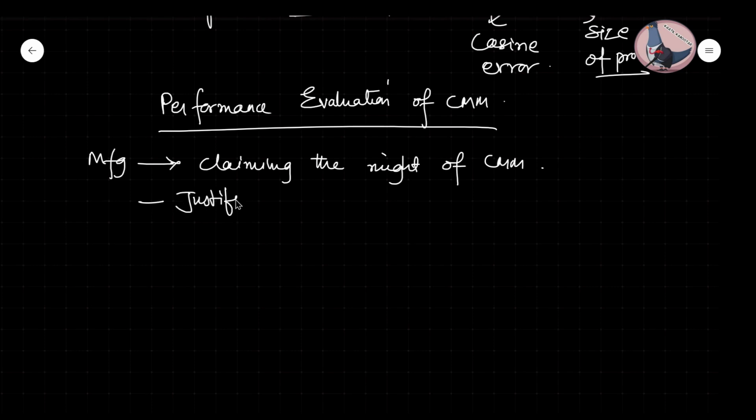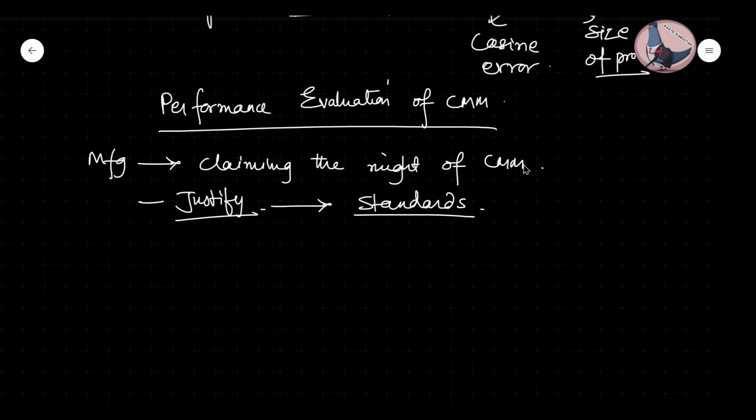Now to justify this, there are standards, like you must have heard of benchmarking, a gold standard. If a machine is matching it, then we say it is a very good machine, or if it is not matching, we say it is not so good a machine. So our aim will be to judge the performance, or how to do this performance evaluation of a machine.